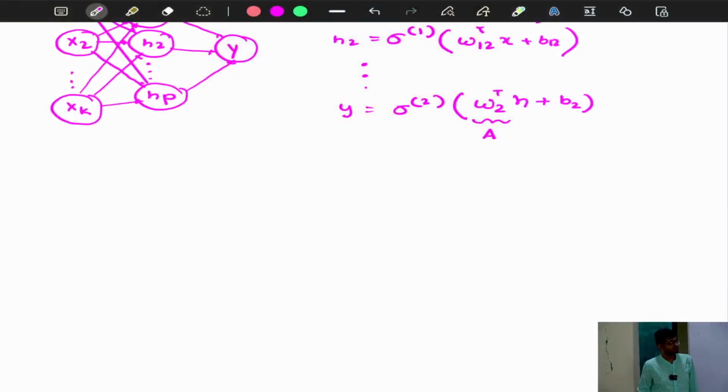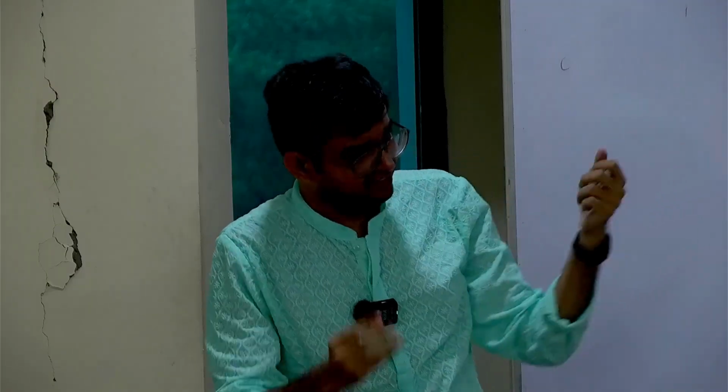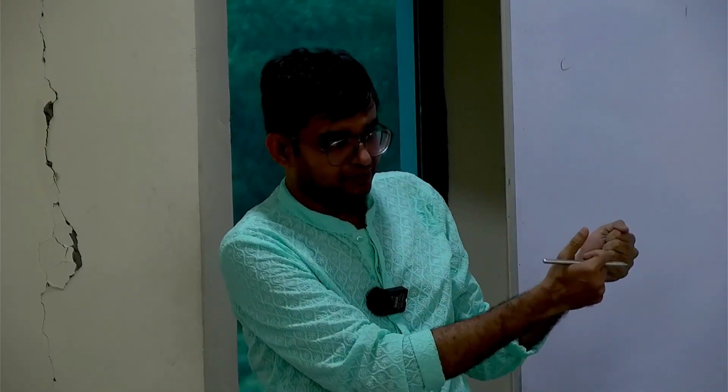W11 is the element of the weight. No, it's a vector, one row or column. Yes, it's a vector, right? It's not an element, it's a vector. W12 is a vector. So it will have its first element, second element, third element, kth element. So W12 is a k dimensional vector. And x is a k dimensional vector. So you multiply 1 cross k and k cross 1, you get 1 cross 1. Add b, which is 1, you get 1 cross 1.